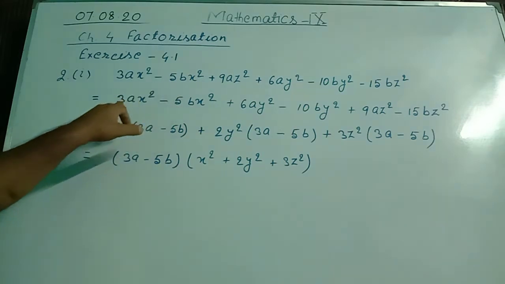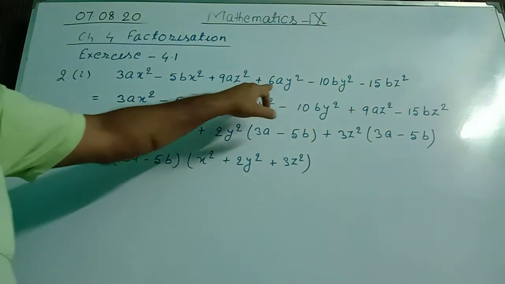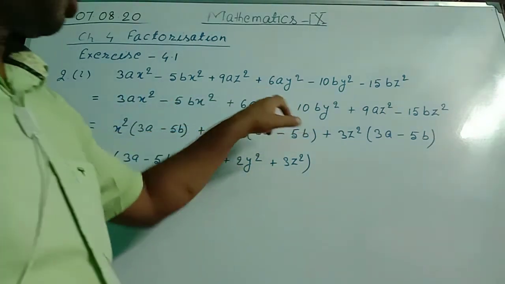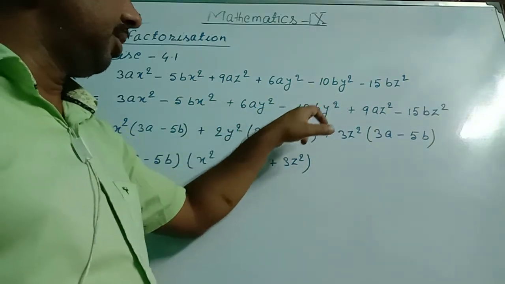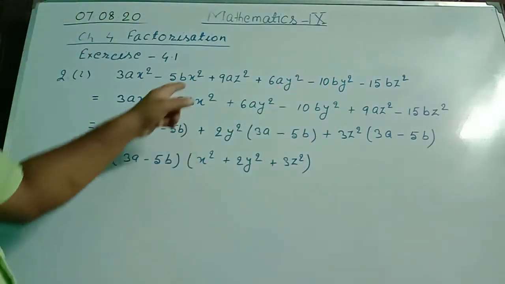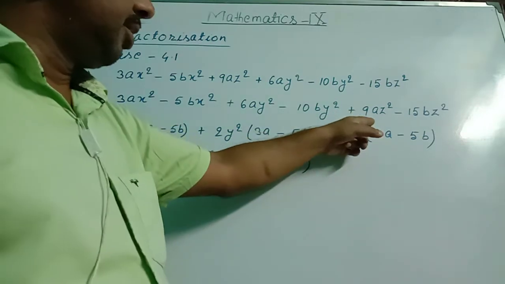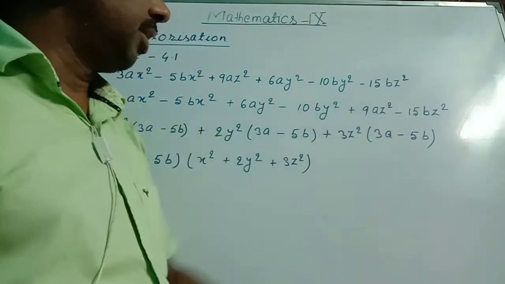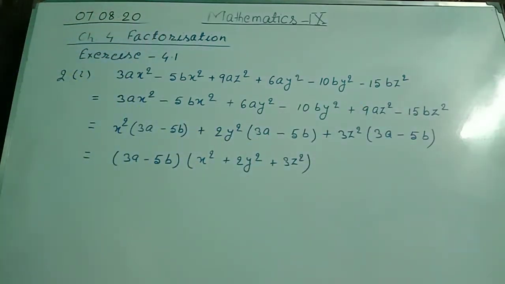These two terms I wrote together. Then 6ay² − 10by² I wrote together, and 9az² − 15bz² I wrote together. Now you can ask the question, why will you write together in this way?